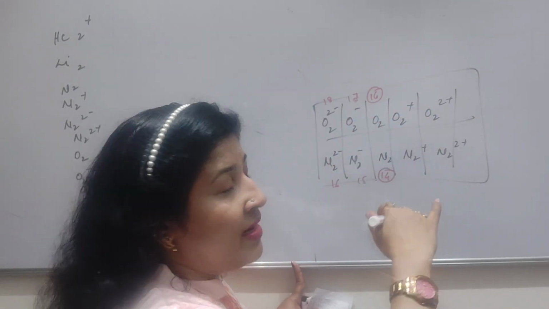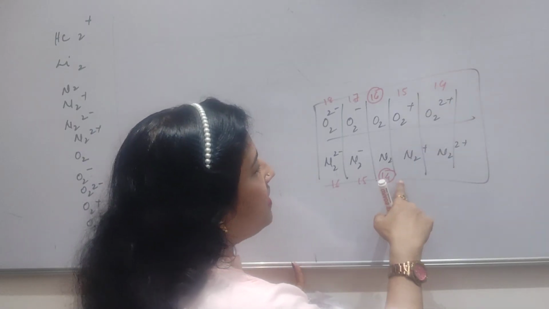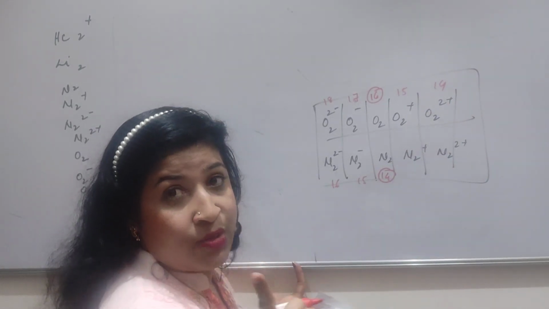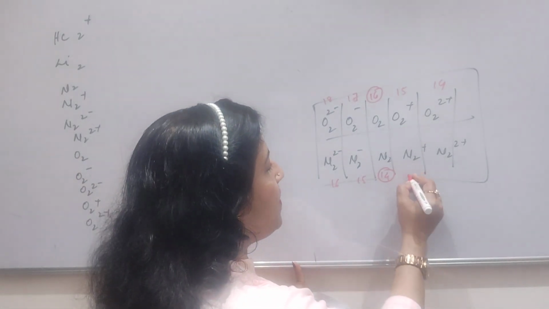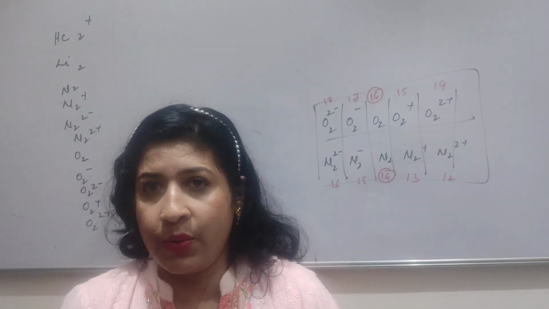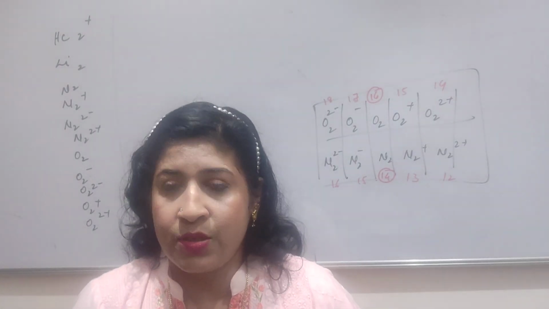If it is plus, 1 electron is being removed, that is 15. 2 plus is 14. Similarly, nitrogen is 14. 1 electron is being removed. That means it becomes 13 and this becomes 12. So this is how you're going to calculate the number of electrons.